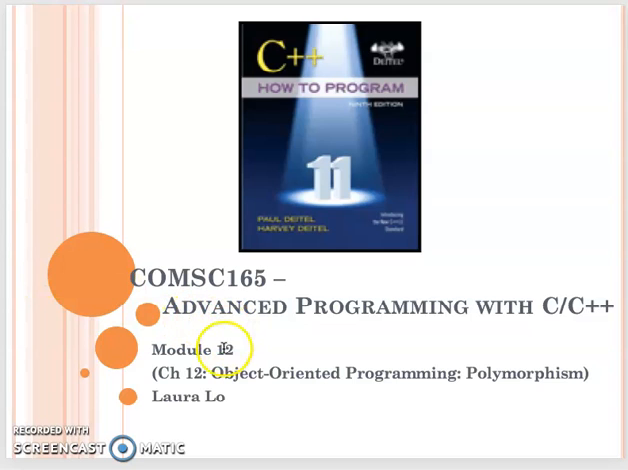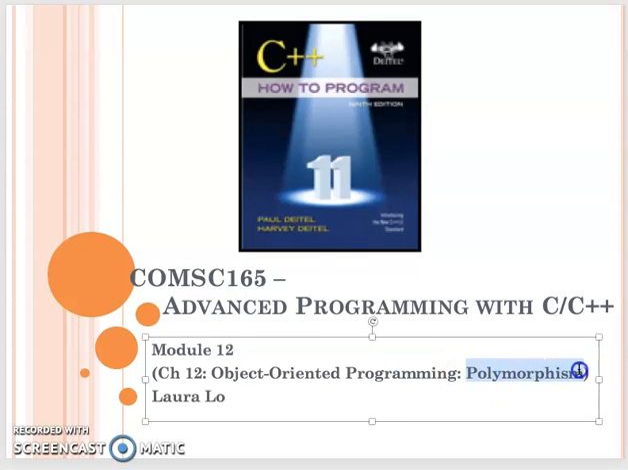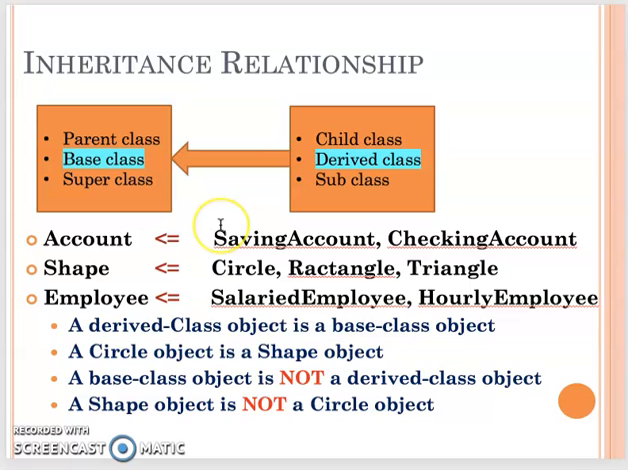This week we move to Module 12. We will talk about a very important relationship in object-oriented programming. We will talk about polymorphism. What is the polymorphism relationship? The polymorphism relationship actually came from the inheritance relationship.